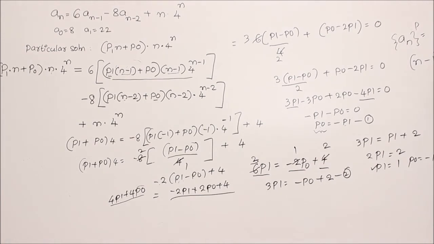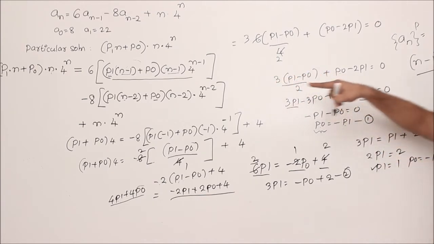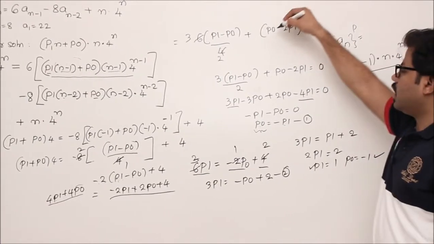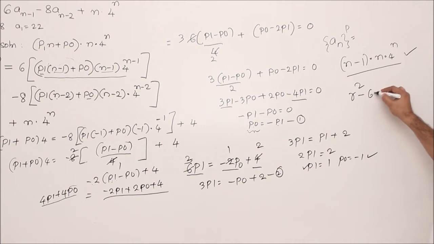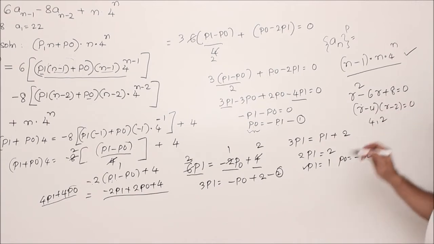So n into n minus 1 into 4 power n is the particular solution. But what is the homogeneous solution? We already know that, because the characteristic equation is r square minus 6r plus 8 equal to 0. Then you get roots (r minus 4) into (r minus 2). This part is already done. You get roots 4 comma 2.